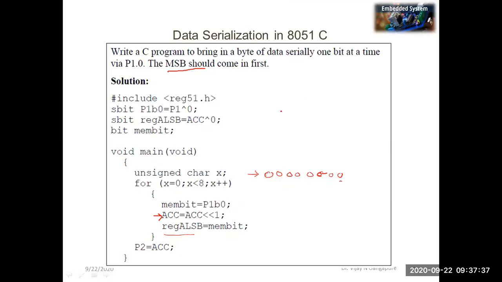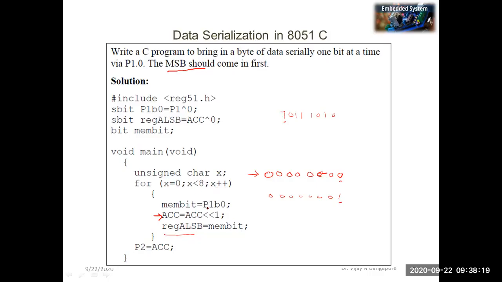Suppose the data being received on P1.0, that is pin number 0 of port 1, is 101111010. This is the msb, so that will get received first in mem bit, and that will get assigned to bit number 0 of the accumulator, which means this will get modified to 1. Remaining bits will be 0 0 0 0 0 0. So when this loop executes the first time, the msb will get received at bit number 0 of the accumulator. Next, x will get incremented by 1, and again this loop will be repeated.